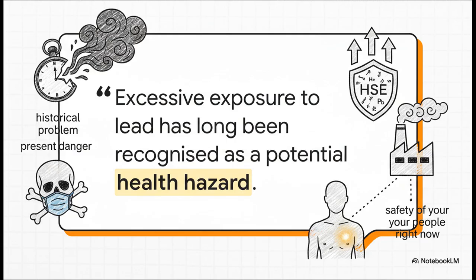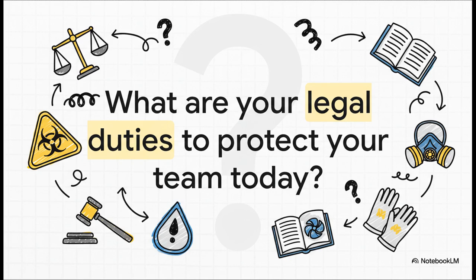It's easy to think of lead poisoning as a problem from the history books, right? But the UK's Health and Safety Executive is crystal clear about this. It is a very real, very present danger in a lot of workplaces today. This isn't about the past, this is about keeping your people safe right now. And that really brings us to the main question, doesn't it? It's not enough to know lead is a hazard, you have to know what the law actually expects you to do about it. And that is exactly what we are going to lay out for you.